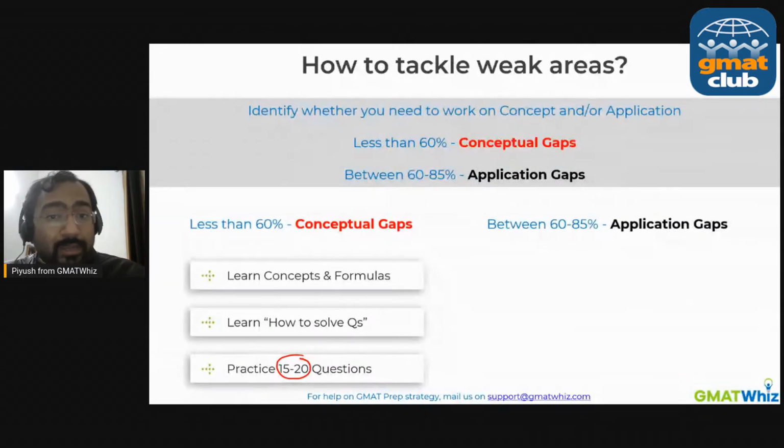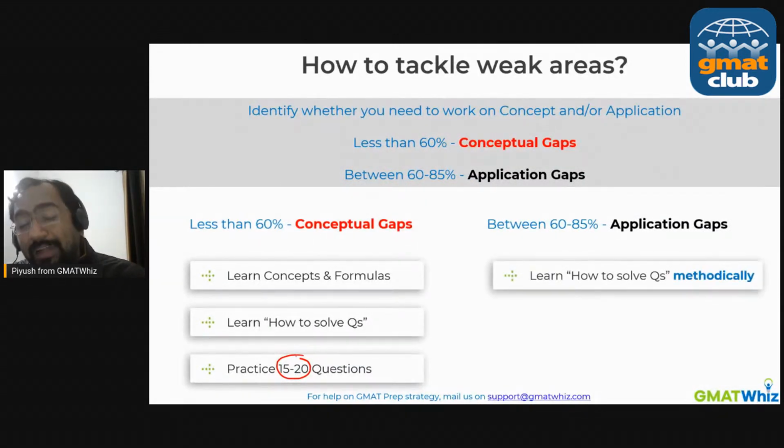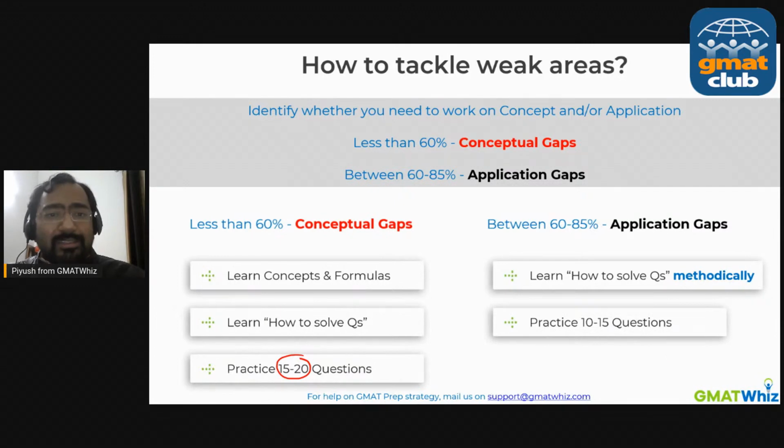You don't need to go through the concepts again. You just have to learn how to solve questions methodically. What is very important over here is to understand how to solve questions in a methodical or step-by-step fashion. That is very critical for you to understand. So please make sure that you learn that by going through questions and, more importantly, the solutions of those questions properly, one step at a time, and then practice 10 to 15 questions. Generally that should be sufficient, but in case you don't feel comfortable, do a few more questions.